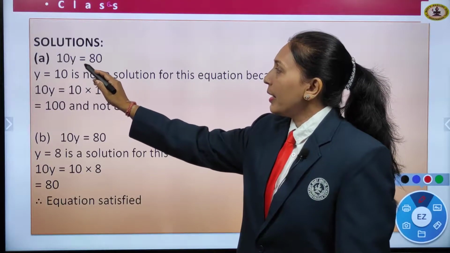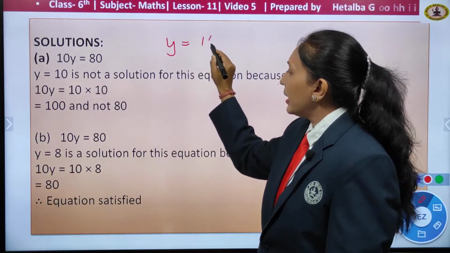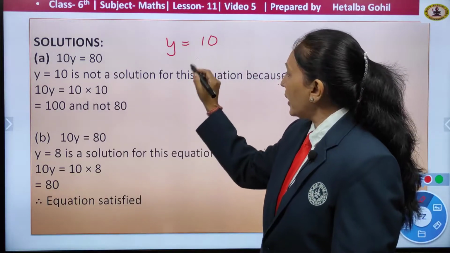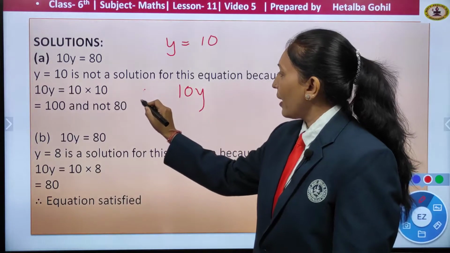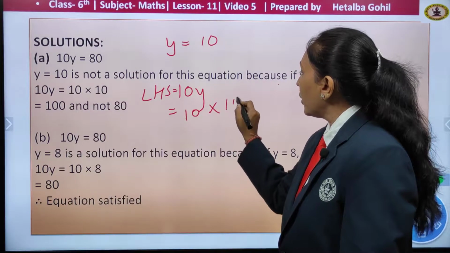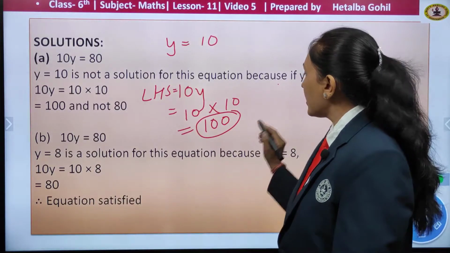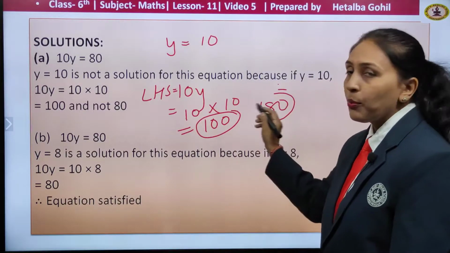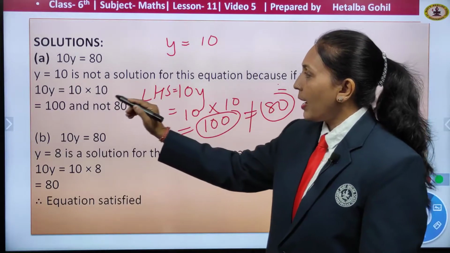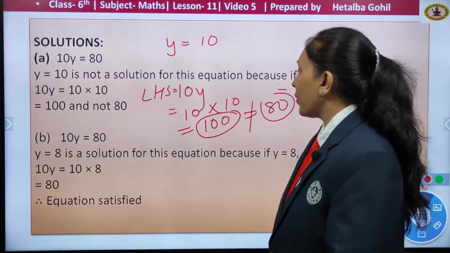The first one, 10y equal to 80. The value of the y given to us here is 10. Okay, so let us find, putting the value 10 into y, which is your LHS side. So 10 into 10, you get 100. So LHS side is 100, whereas your RHS side is what, children? 80. Do you think they both are equal? No, they are not equal. That means the y equal to 10 is not a solution for the given equation. Let us go for the next one.